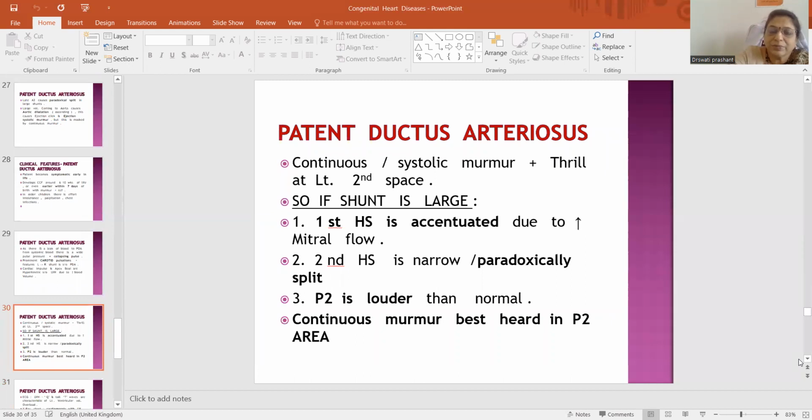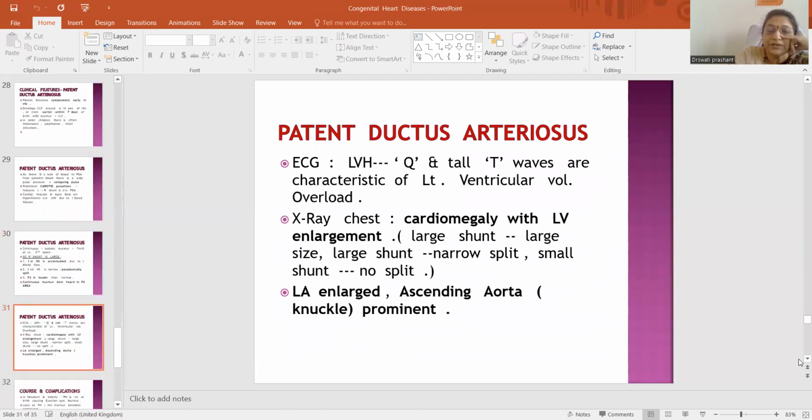A continuous murmur plus thrill in the second intercostal space is seen. If the shunt is large, the first heart sound is accentuated, and the second heart sound is normal or paradoxically split. P2 is louder than normal. The continuous murmur is best heard in the pulmonary area. Investigations to be done are ECG, X-ray, and echo, and we can see cardiomegaly with left ventricular enlargement.